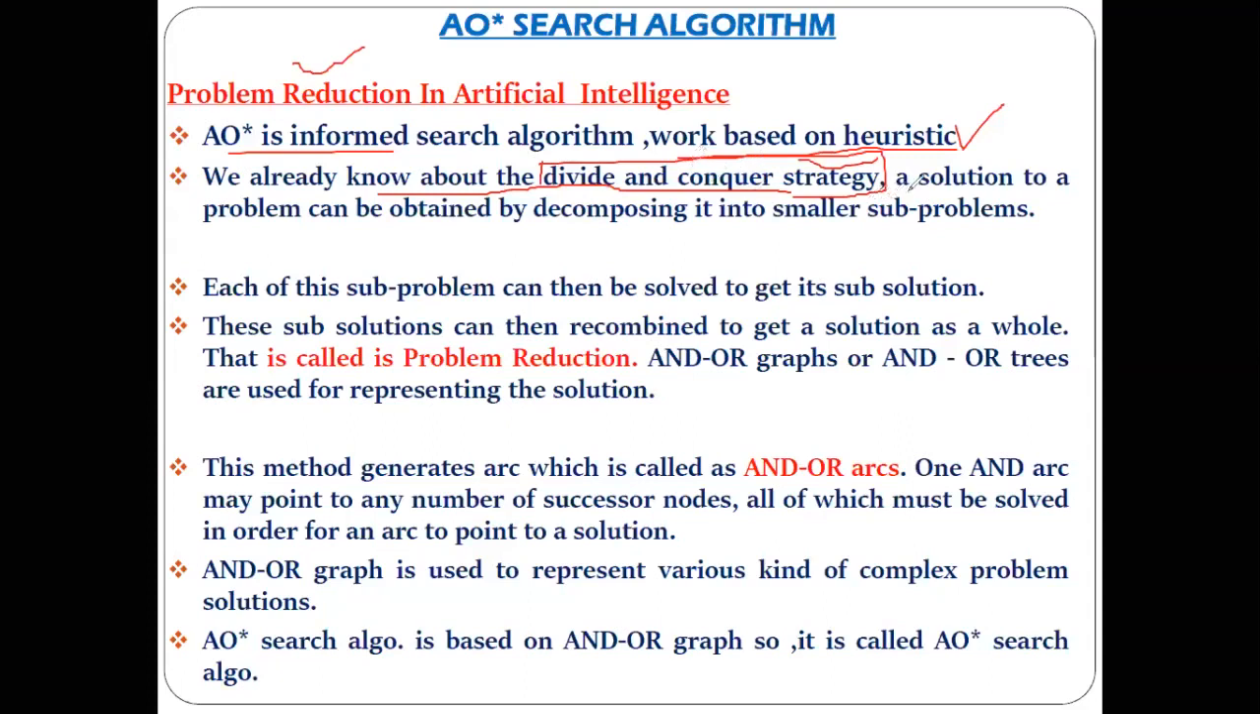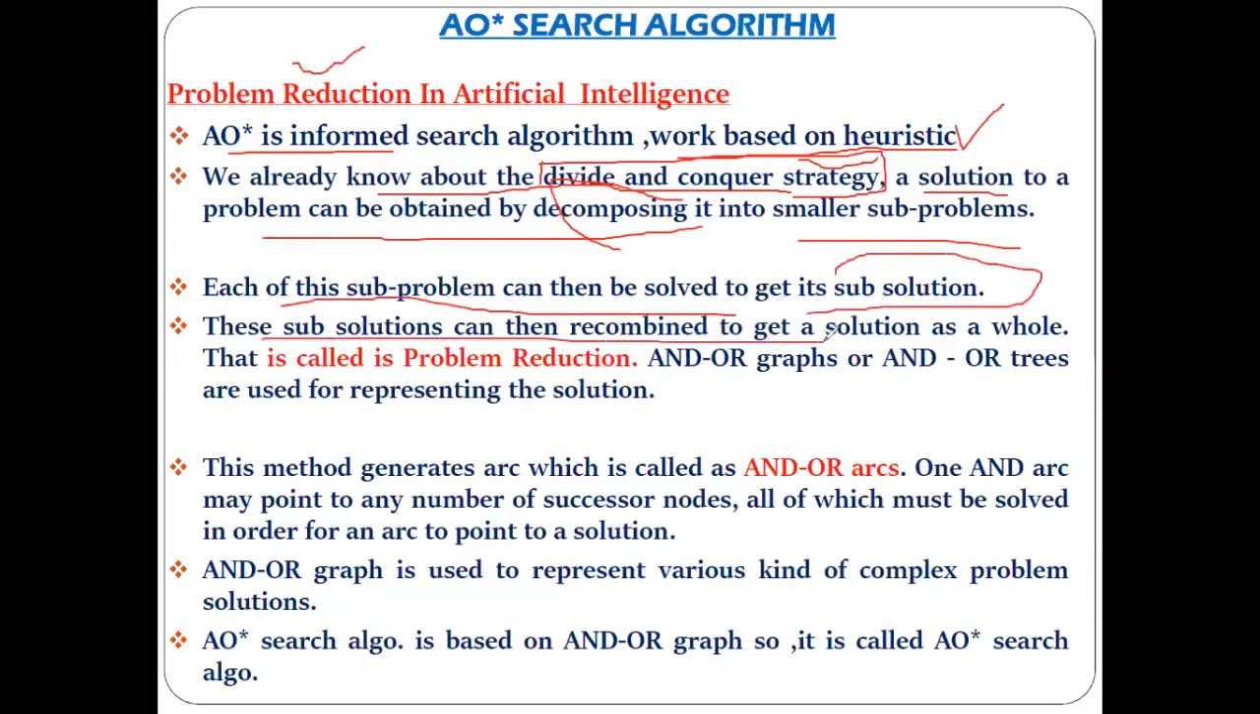As we already know about the divide and conquer strategy, a solution to a problem can be obtained by decomposing that problem into smaller sub-problems. Then each of these sub-problems can be solved to get its sub-solution. These sub-solutions are then recombined to get a solution as a whole. That concept is also referred to by another name, the problem reduction strategy. Got the point?